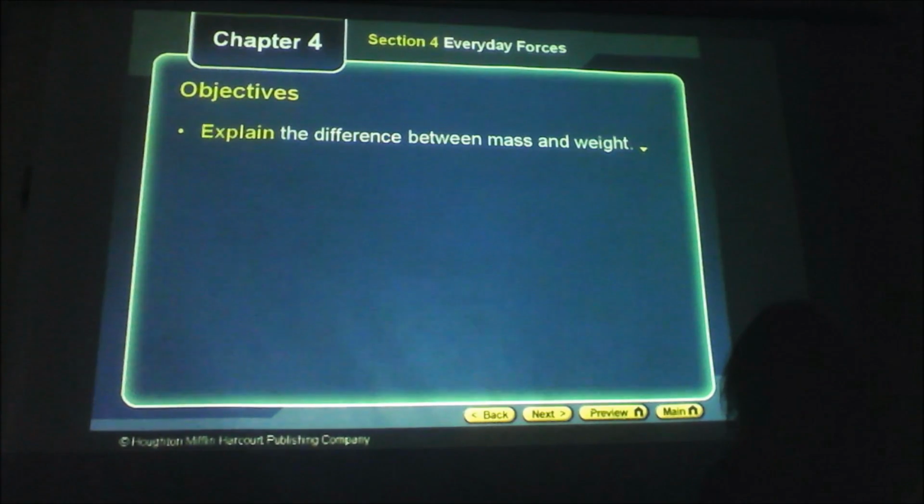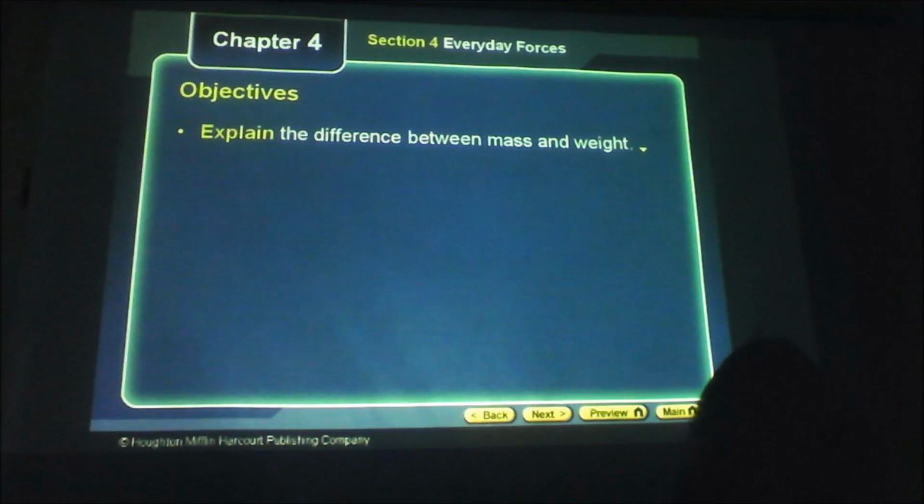This is Physics, Chapter 4, Section 4. This is our final section in this chapter. That means once we finish our labs, we'll be ready to take our test on forces. Today we'll be talking about everyday forces. And one of our objectives will explain the difference between mass and weight.